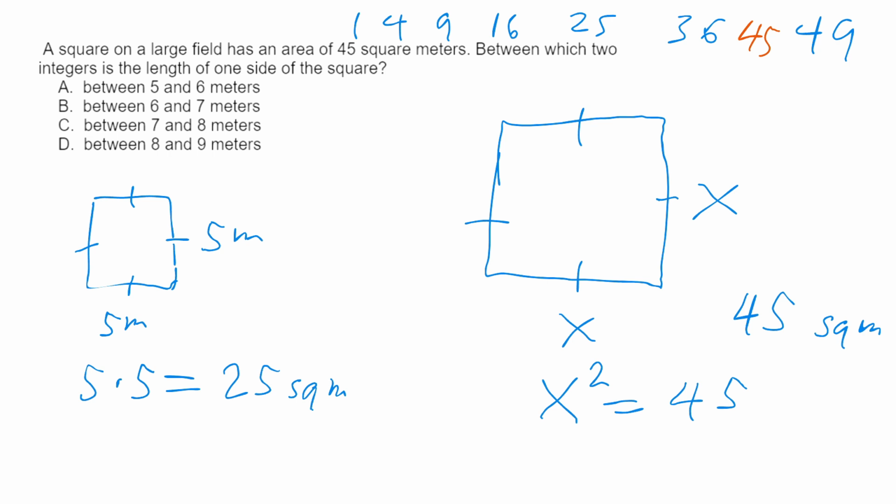No. We get first the square root of 36 and the square root of 49. What's the square root of 36? It's 6. The square root of 49? It's 7. So the answer is simply letter B, between 6 and 7 meters. So that's our answer there. I hope that is clear. Next one.